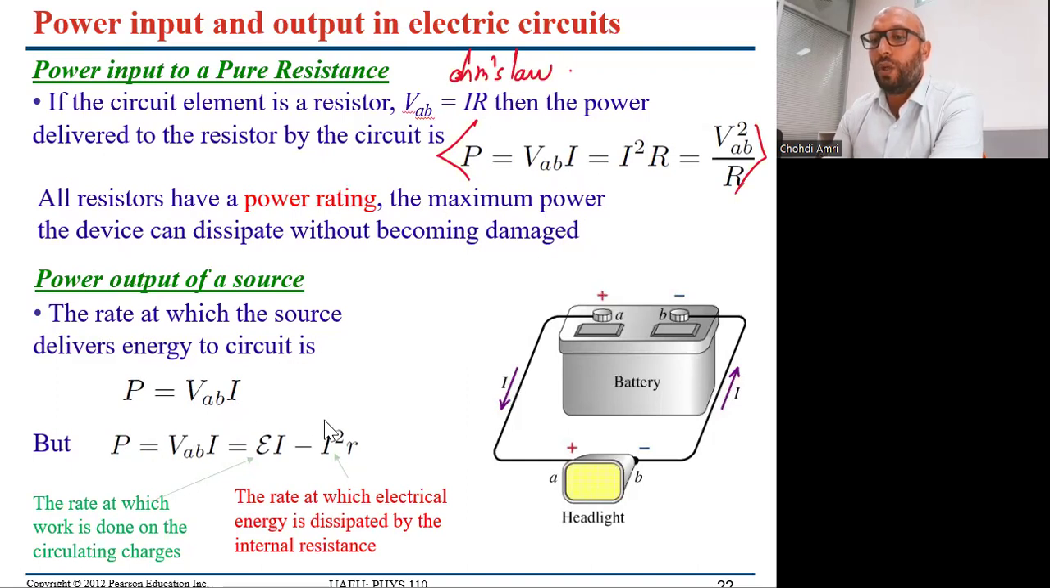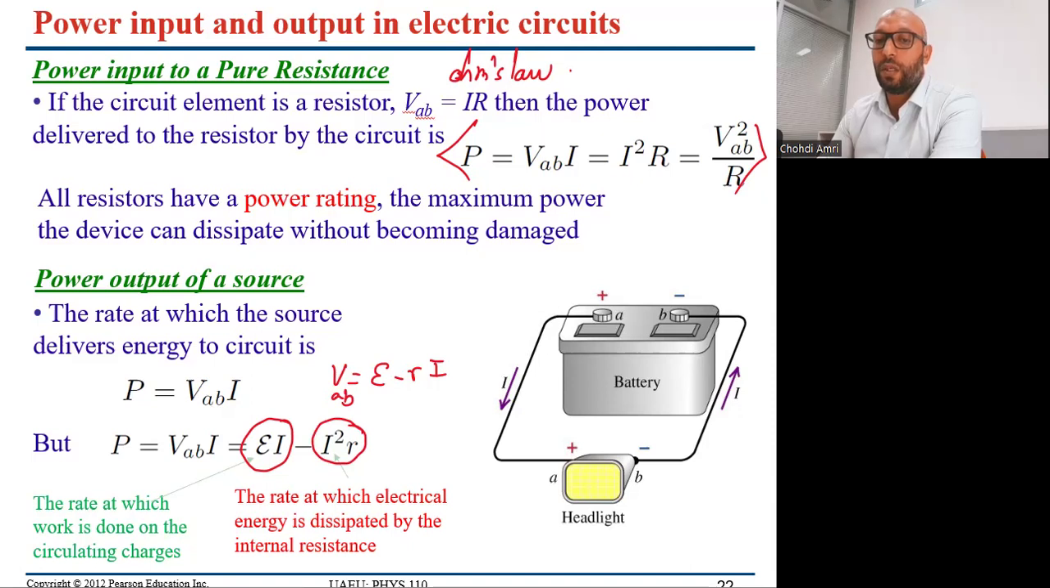But we know that V equals VAB, epsilon minus r I. So that means we can get the power equal to epsilon I minus I squared r. This term is called the rate at which work is done on the circulating charge, or the power conversion rate, the energy conversion rate. And this term is called the rate at which the electrical energy is dissipated by the internal resistance, or the energy delivered to the internal resistance.